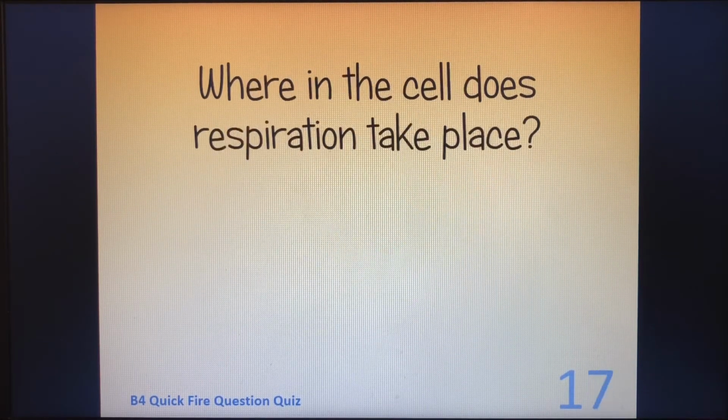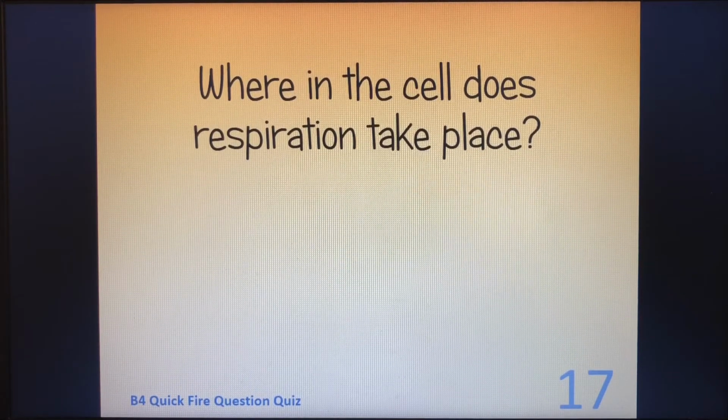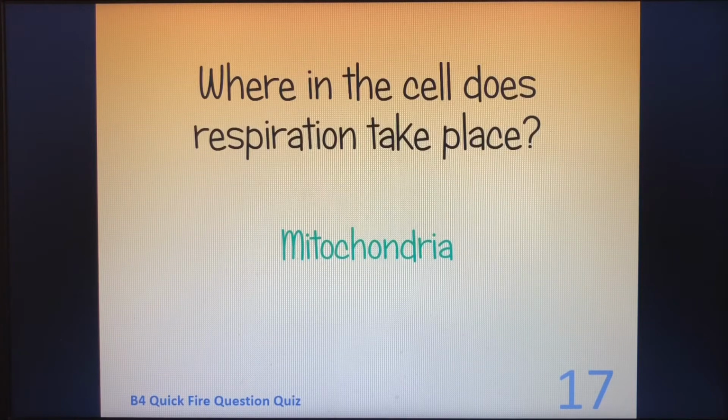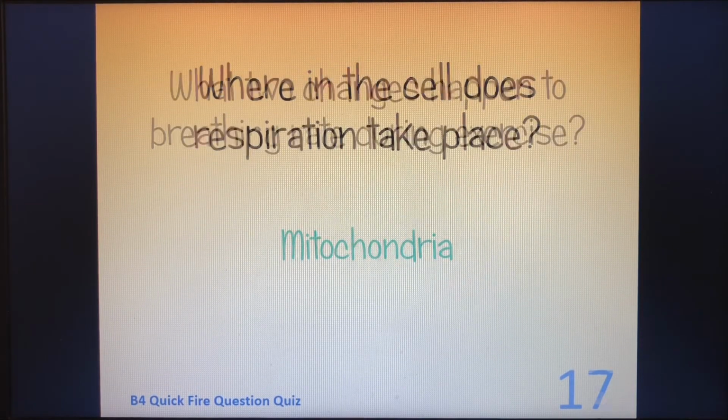Question 17. Where in the cell does respiration take place? It's that really long word that everybody goes, what is it? What is it? Yep, and then they get it. Where in the cell specifically does respiration, whether it's aerobic or anaerobic, take place? And the answer is the mitochondria. The mitochondria.